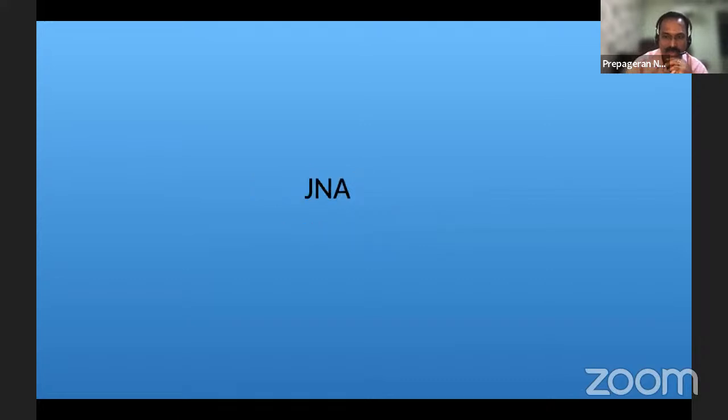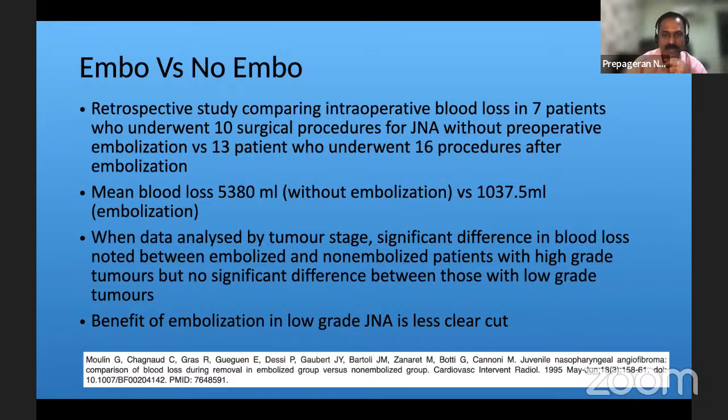Embolization, does it make a difference? Now, interesting. We would have thought that if you embolize for any JNAs or whatsoever, you will get better results. If you look at the published data, without embolization you will lose around 5 liters of blood, but with embolization, it's 1 liter of blood. Results are good, but the benefits are only for larger angiofibromas. For smaller angiofibromas, the benefit of embolization is less clear-cut.